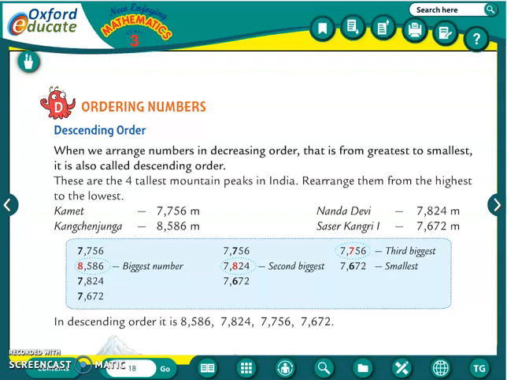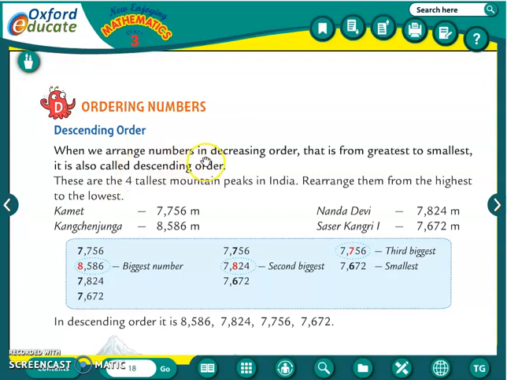Hello everyone. Now it's time for maths. And in maths, we are doing the first chapter, that is place value. And in the previous video, we had seen the greater number and smaller number. Now we will see ordering numbers. First of all, we will see descending order.